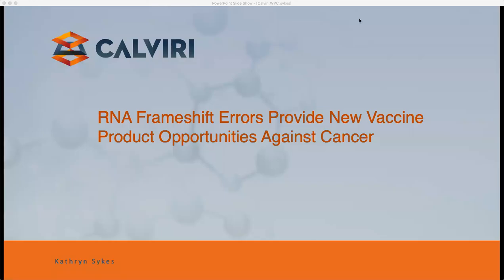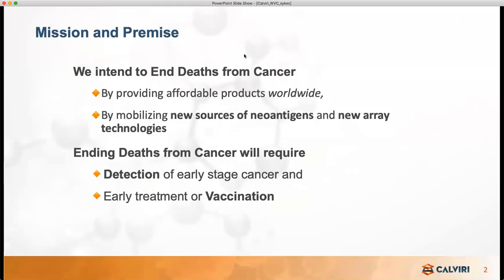On behalf of Calviri, I'd like to thank the organizers for the opportunity to talk to you about some new product ideas against cancer, all based on frameshift errors. Our mission is to end deaths from cancer. We want to provide affordable products worldwide, and we want to do this by mobilizing a new source of new antigens and some new array technologies. The premise is that this is going to require early detection of cancer and early treatment of cancer.